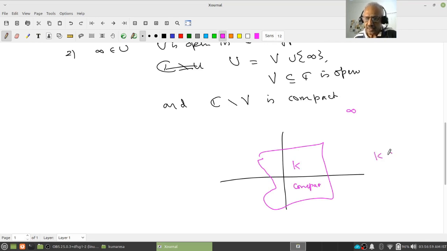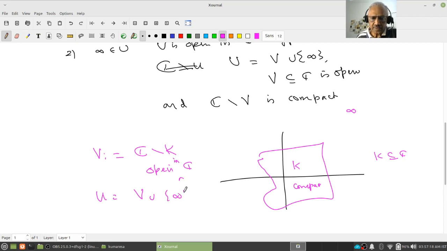Okay, K is a compact subset of C. Now let's look at V, which is C minus K. Since a compact set is closed, this is going to be open in C. Okay, open in C. Then how do I form U? I form U union singleton infinity.